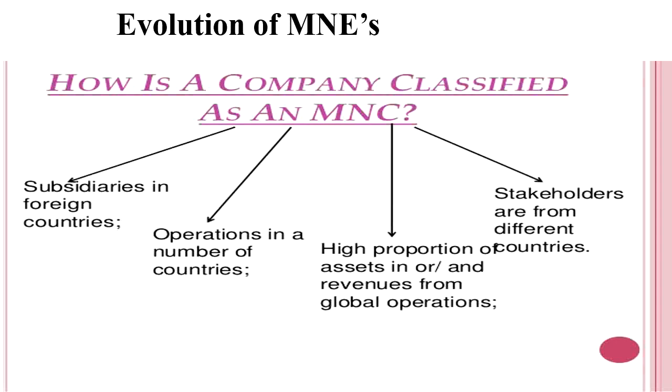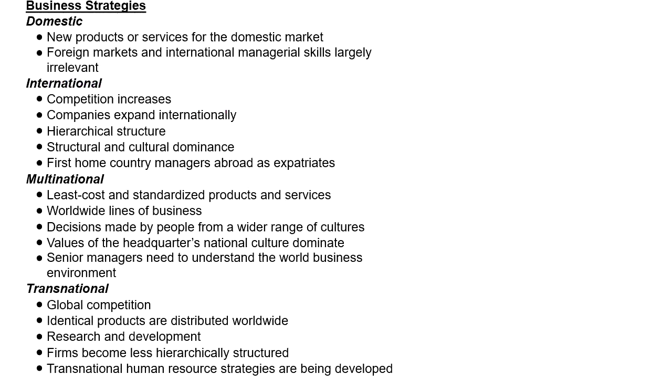How are companies classified as a multinational corporation or multinational enterprise? If the company has subsidiaries in foreign countries, if the company operates in a number of countries, if the company has a high proportion of assets in, or revenue from, global operations, and if the stakeholders are from different countries, it is called a multinational enterprise.